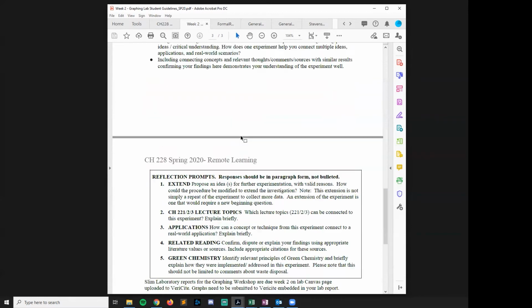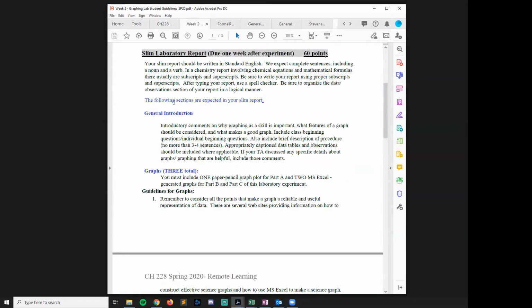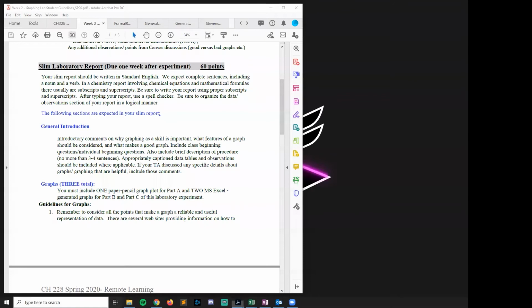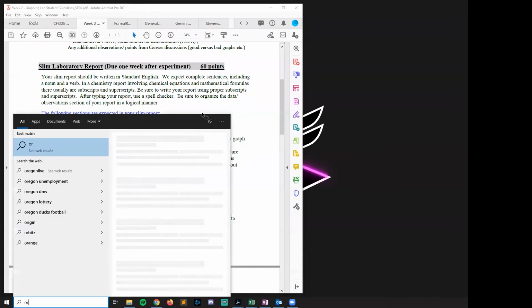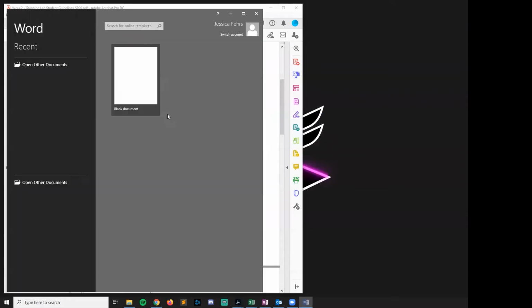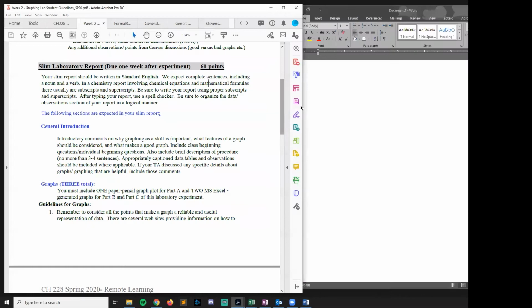Yeah, because it's not exactly right. Okay. So in terms of sections, for your slim lab report, maybe I'll even open up a Word document so I can keep notes over here as we're going, because this document might not be up the whole time.